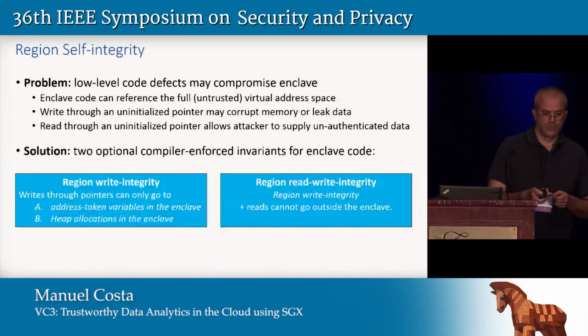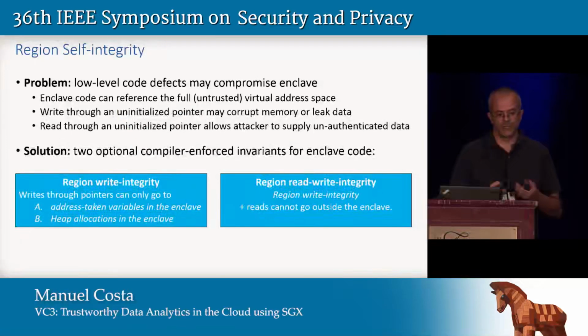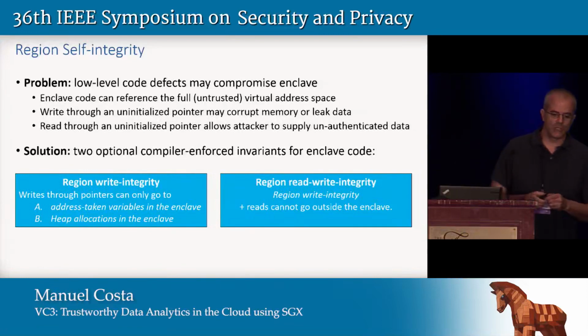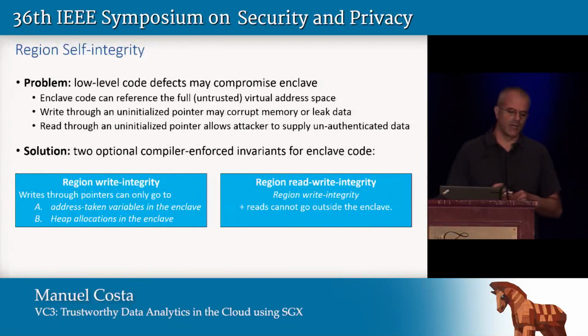So to deal with these problems, we allow users to optionally use a compiler that enforces two security invariants. If users are worried about these problems, they compile the code automatically with our compiler, and they get these security guarantees. One of the guarantees is what we call region write integrity, which guarantees that writes through pointers can only go to address taken variables inside the enclave or heap allocations in the enclave. And so this, for instance, guarantees that any write through a pointer can never corrupt non-address taken data inside the enclave and can never write data outside of the enclave.